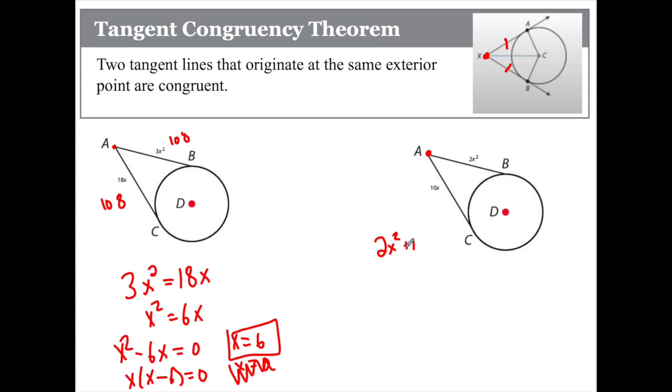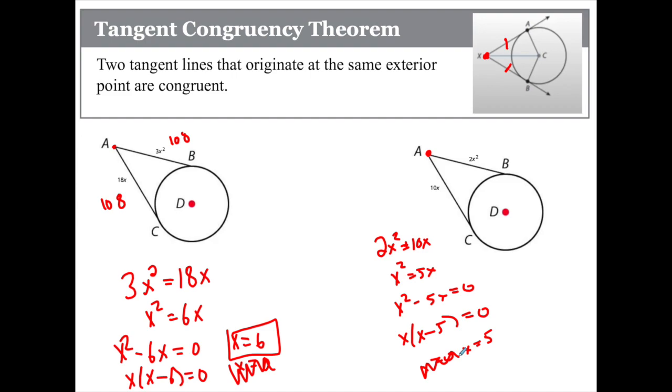2x squared is equal to 10x. So you divide, and you get x squared is 5x. You subtract the 5x. You factor out the x. And then you solve. X is 0 or x is 5. But it can't be 0, so it must be 5. And if you plug in, you'll see both lengths are 50.